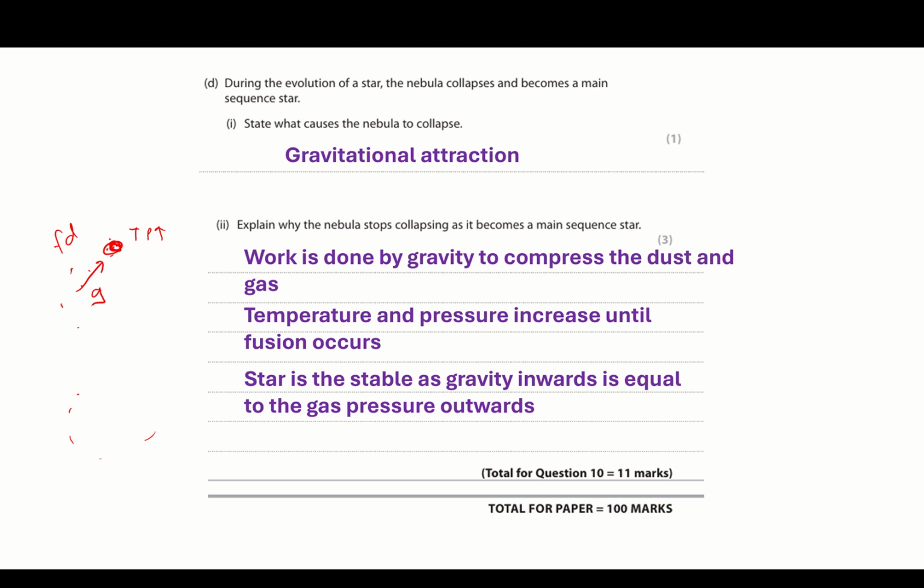But then we have two forces on a main sequence star, gravity pulling inwards and the gas pressure outwards. And these will equal each other until it starts to run out of its fuel. And then it will start to burn larger and larger atoms. And for our sun, it's going to expand to a red giant and then collapse. That's it all done.